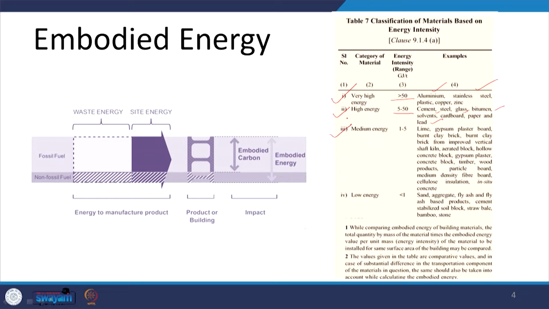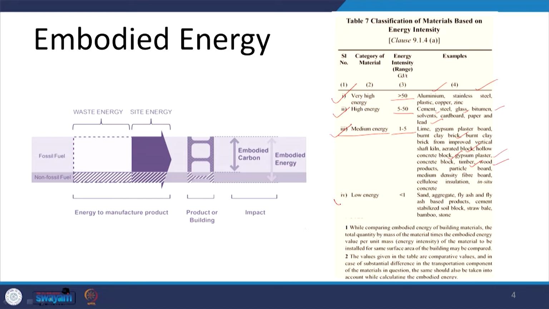Then we have a category called medium energy intensity category, which has the energy intensity range from 1 to 5 gigajoules per ton. Here we are talking about materials such as lime, gypsum plasterboard, burnt clay brick, aerated blocks, hollow concrete blocks, gypsum plasters, and so on. Even the timber and wood products come into this category.